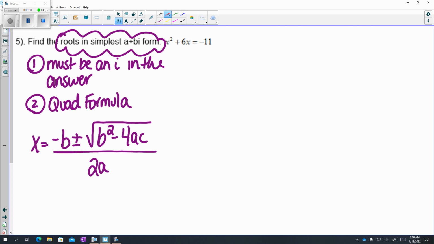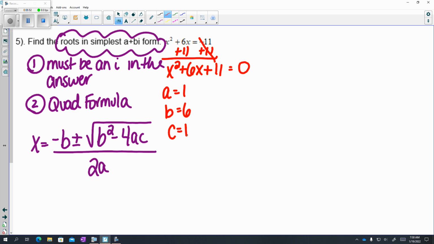So my first step here is going to be to add 11 to both sides. The right side's going to cancel and I'm left with 0, which is what I wanted. The left side, I'm going to get x squared plus 6x plus 11. Notice how I ordered it in standard form. There were no like terms. So that means we have a equals 1, b equals 6, and c equals 11. And we can go right ahead and substitute into our formula.